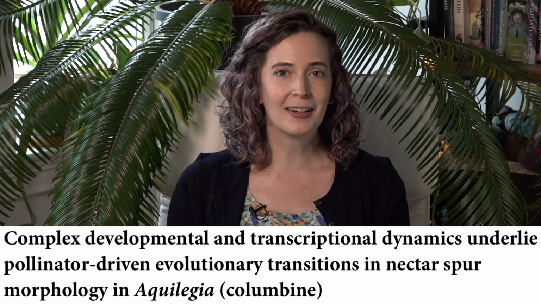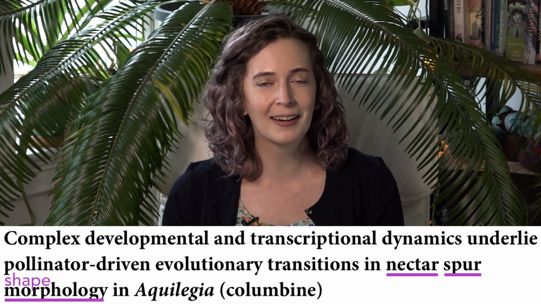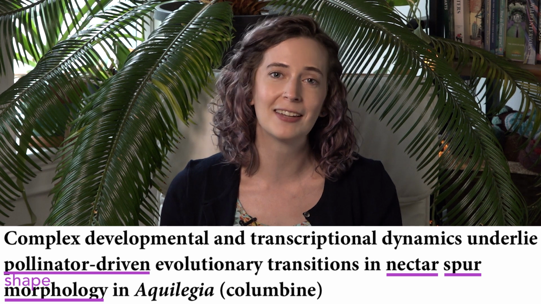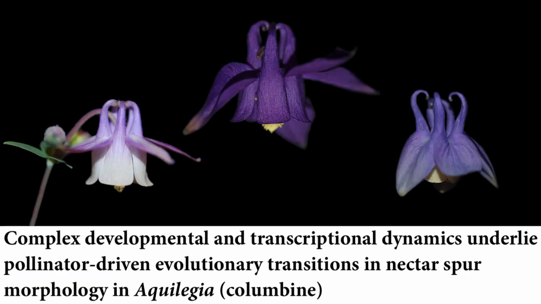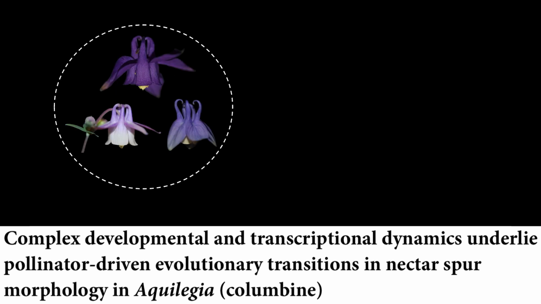For this paper, I studied two different nectar spur morphologies, or nectar spur shapes, that correspond to which animal pollinates a given Aquilegia species. Species with purple curvy spurs are pollinated by bees, while species with red straight spurs are pollinated by hummingbirds. The first ever columbines to evolve were bee-pollinated with curvy spurs.